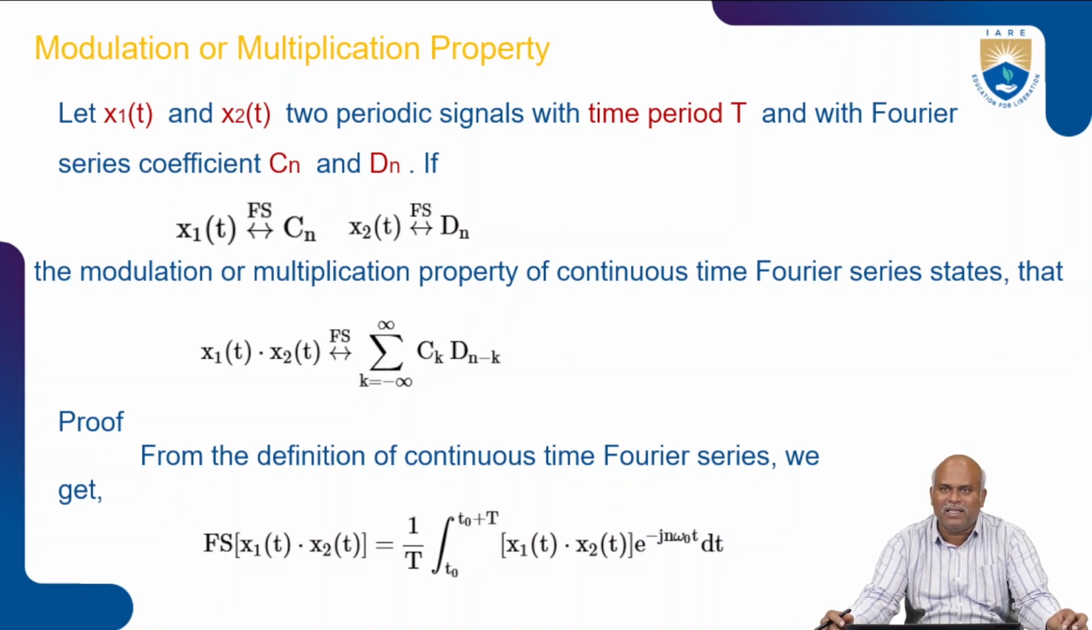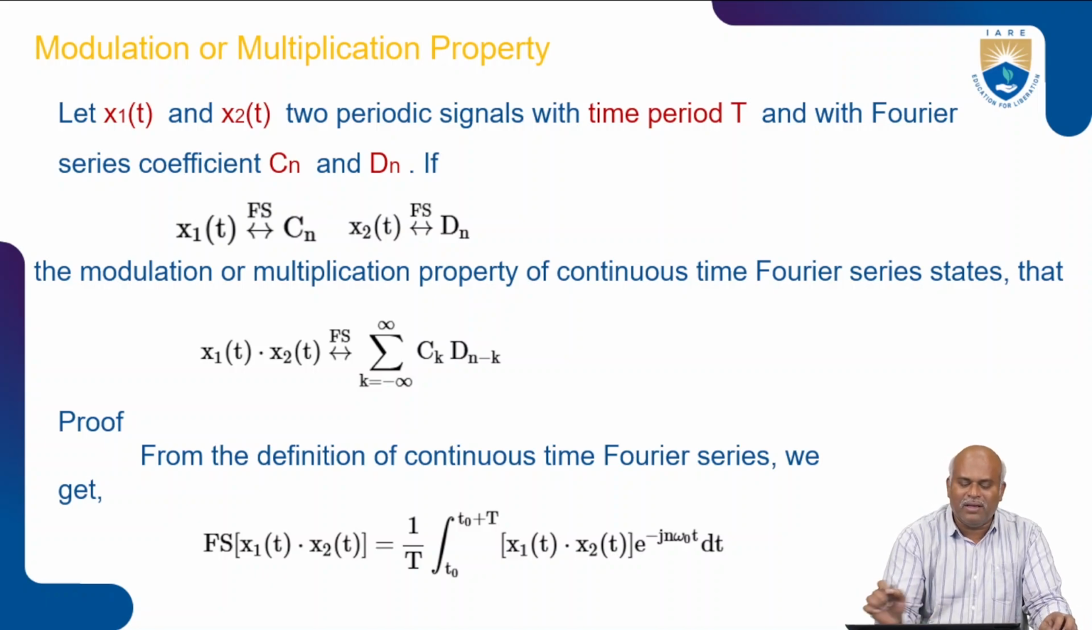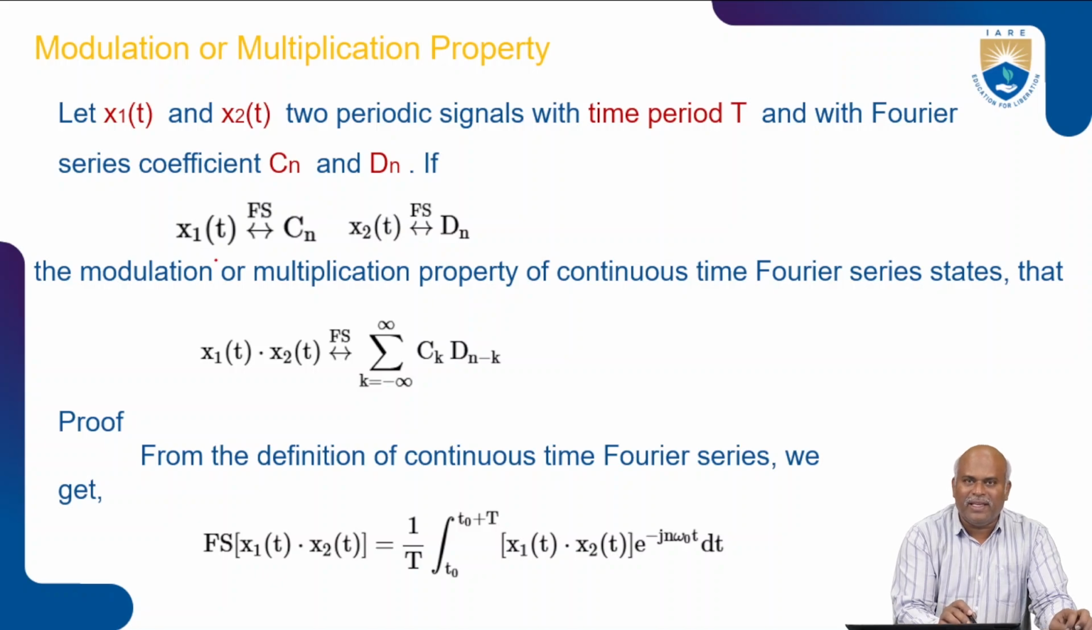Both periodic signals have the fundamental period represented as capital T. For both signals x1 of t as well as x2 of t, we take the Fourier series. The Fourier series coefficient of x1 of t I write as C of n, and for x2 of t the Fourier series coefficient I represent as D of n. So as per Fourier series, x1 of t has Fourier series equal to C of n, and x2 of t has Fourier series equal to D of n.